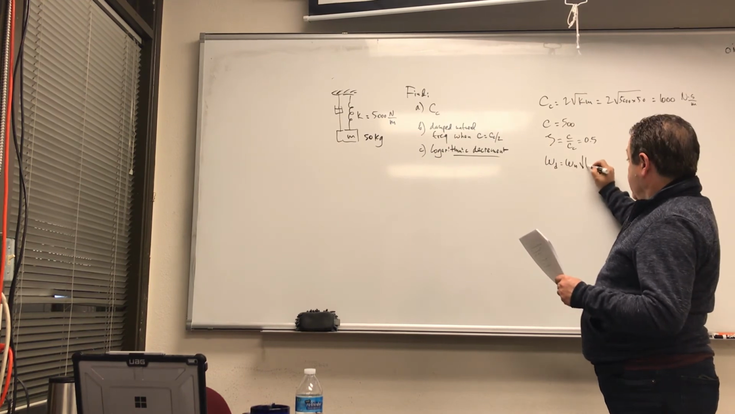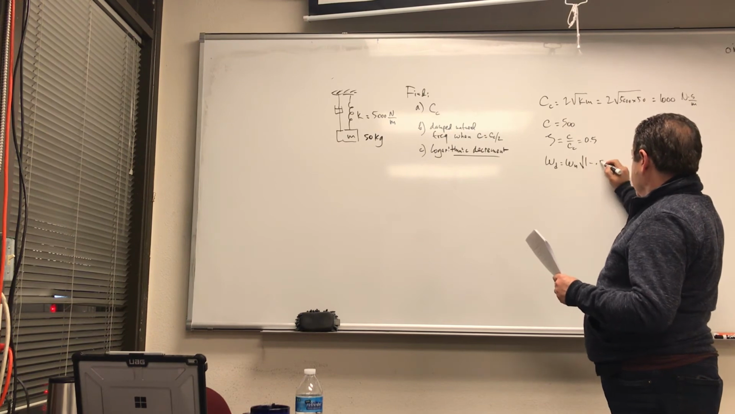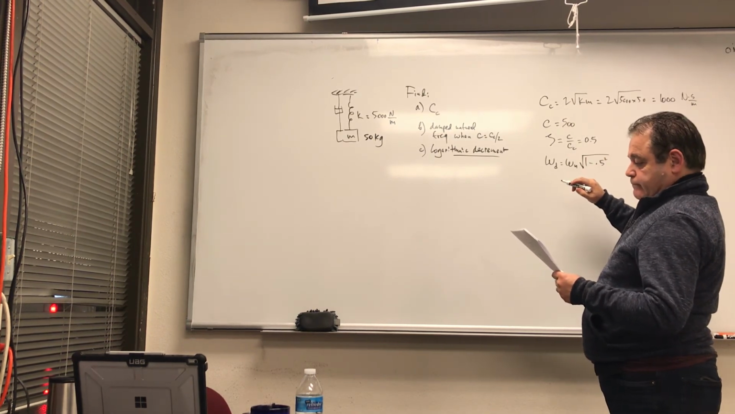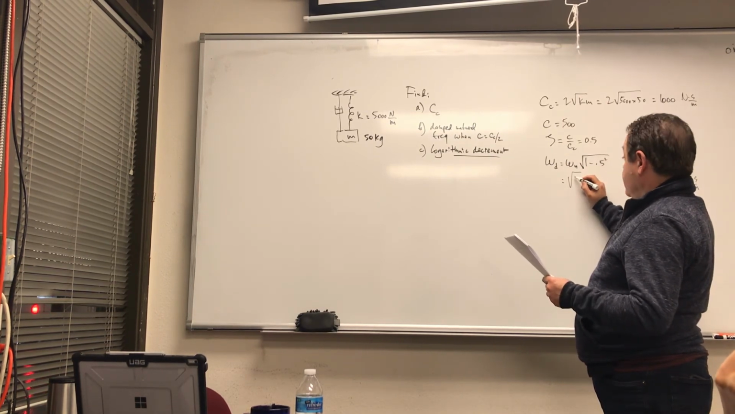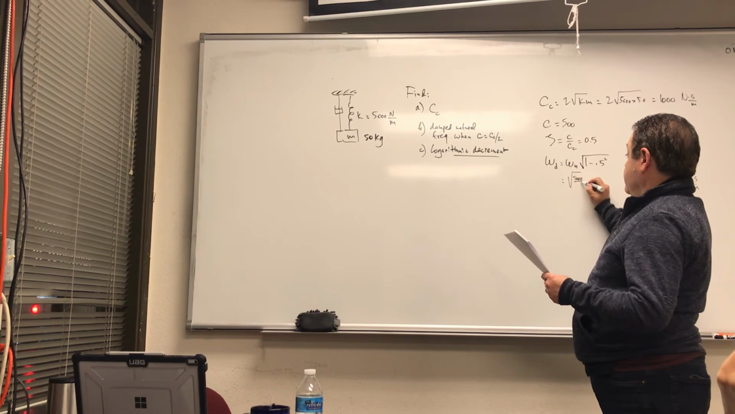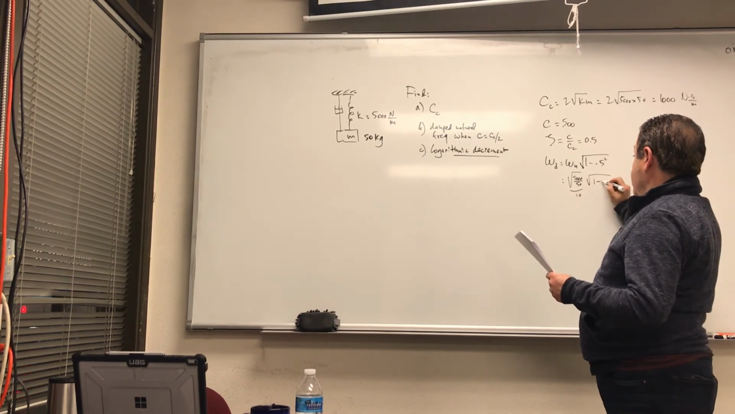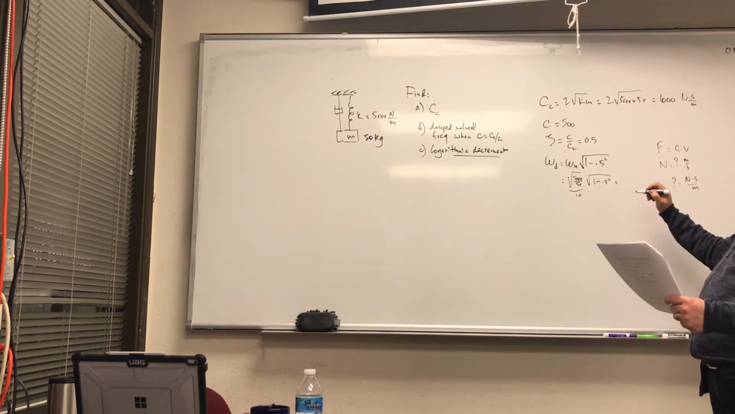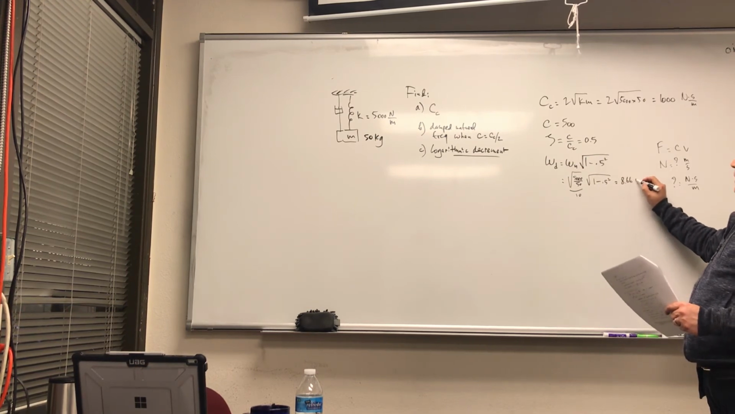But what is omega n? Square root of k over m, which is 5,000 over 50, that's 100, square root is 10. Square root of 1 minus 0.5 squared, this should give you hopefully 8.66 radians per second.